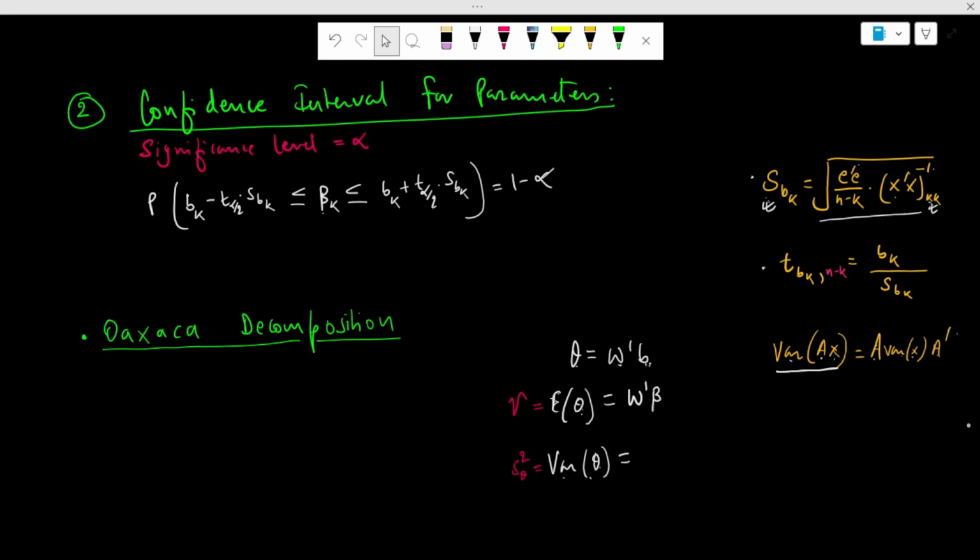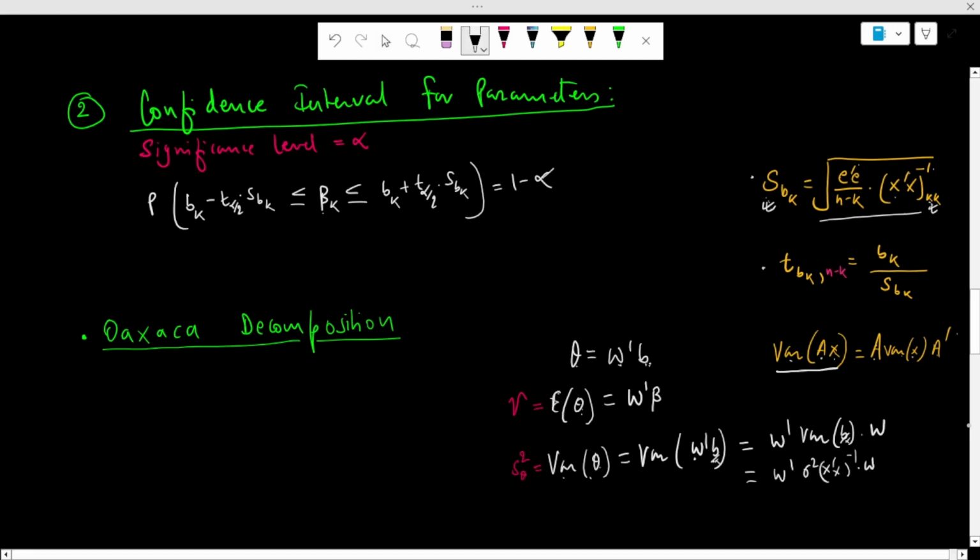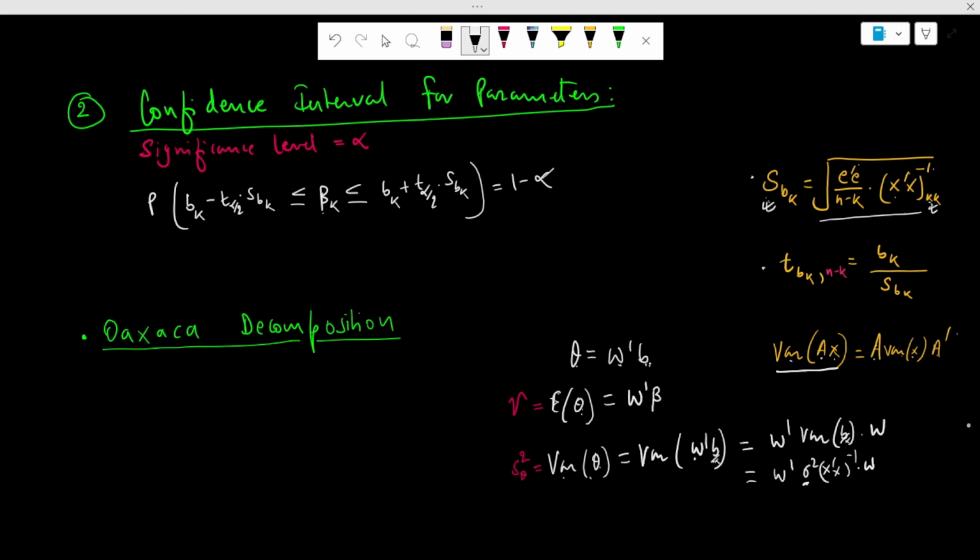So the variance of theta is equal to the variance of W transpose beta. Here this is A and this is something like X, so the variance of AX is equal to A, and then the variance of X, into A transpose. So this is equal to W transpose, and we know the conditional variance of X. This is equal to sigma square (X transpose X) inverse. And when we don't know this sigma, we estimate it, and the distribution after estimation is our t distribution.